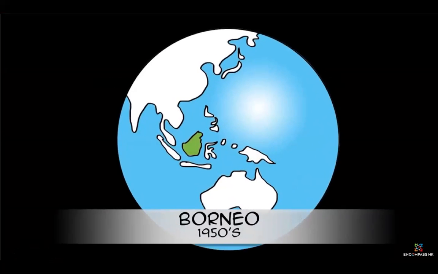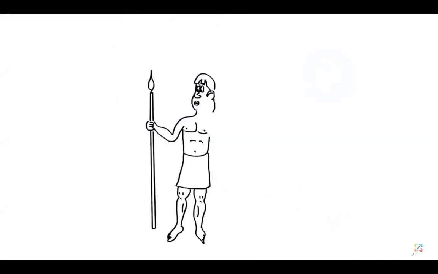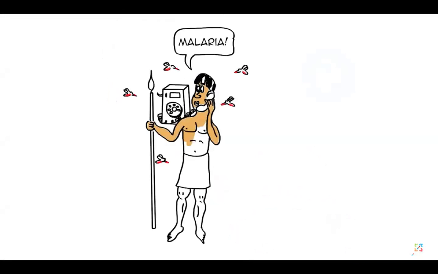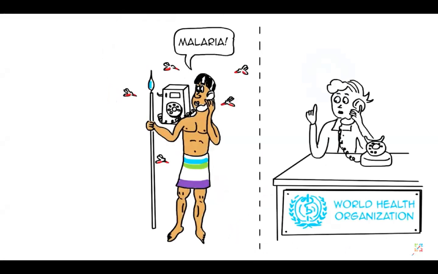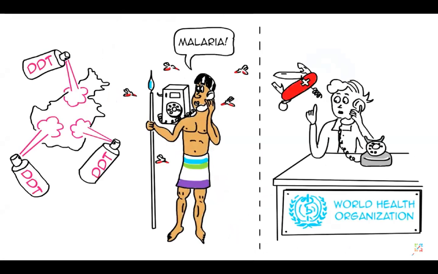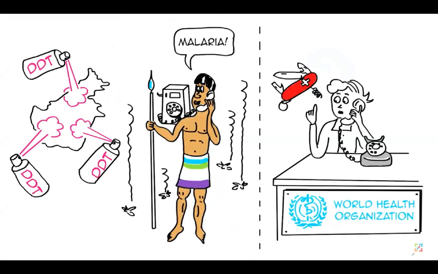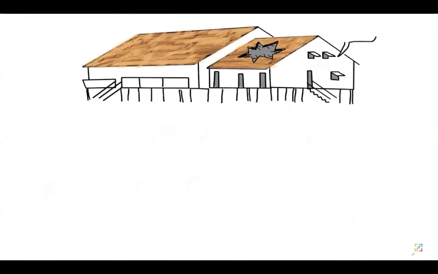In the 1950s, the Dayak people of Borneo, an island in Southeast Asia, were suffering from an outbreak of malaria. So they called the World Health Organization for help. The World Health Organization had a ready-made solution, which was to spray copious amounts of DDT around the island. With the application of DDT, the mosquitoes that carried the malaria were knocked down, and so was the malaria. There were some interesting side effects, though. The first was that the roofs of people's houses began to collapse on their heads.